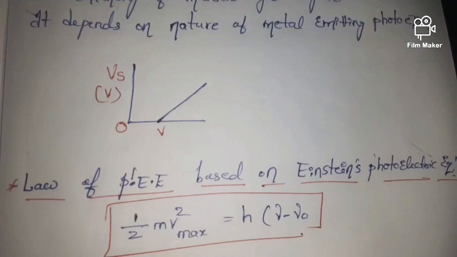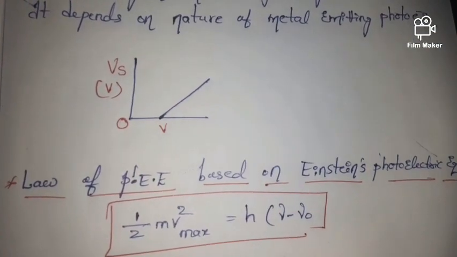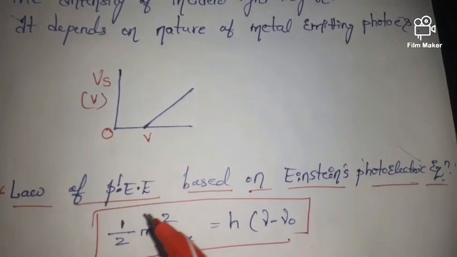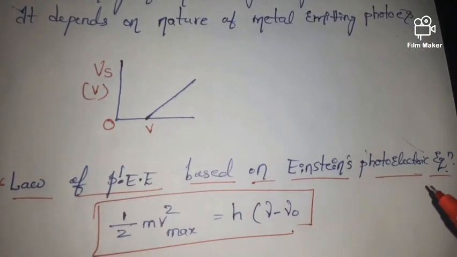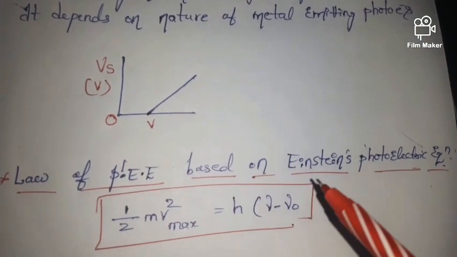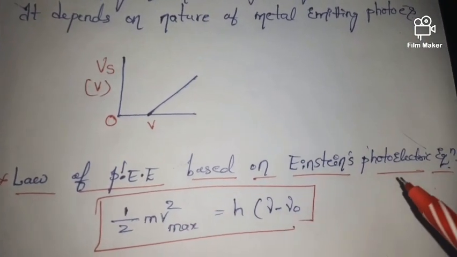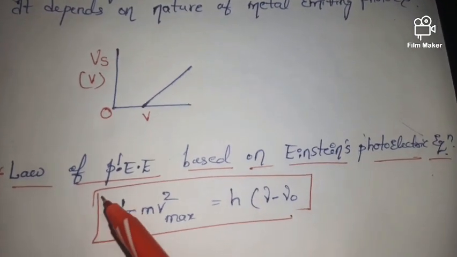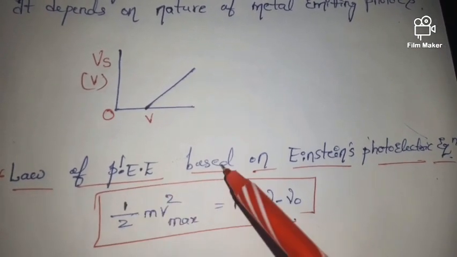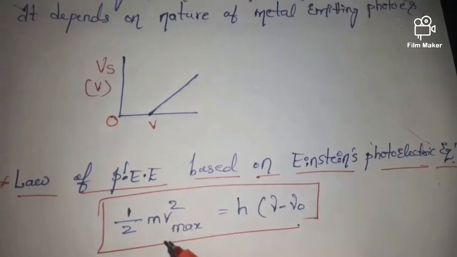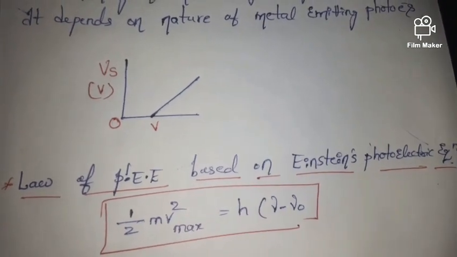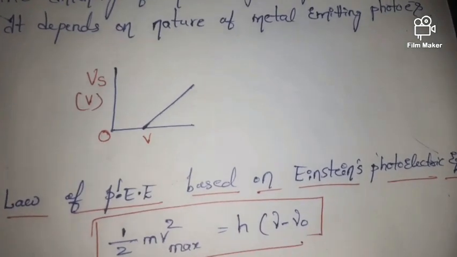Next, this is a key point, just try to remember this formula. The law of photoelectric effect based on Einstein's photoelectric equation is half m v square max equals h into nu minus nu naught.